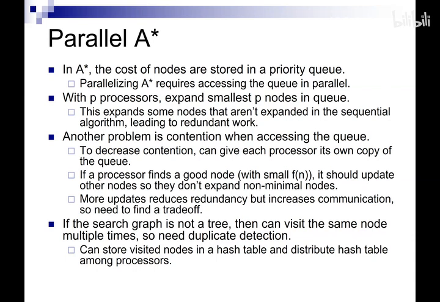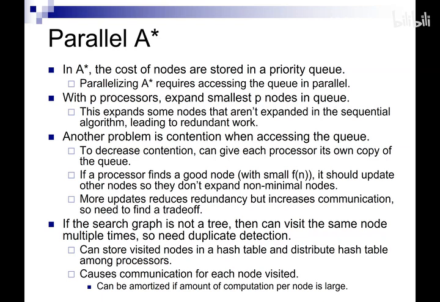Another problem is that if the search graph is not a tree, then we saw that you could sometimes visit the same node several times. So in this case, we need to detect when we visit a node several times. We said that we could use a hash table for that, but if you parallelize, then you can also distribute this hash table among the processors. This is going to have some communication, but if you have a problem where you can do a lot of computation per node that you search, then the communication cost is not going to dominate the overall computation.